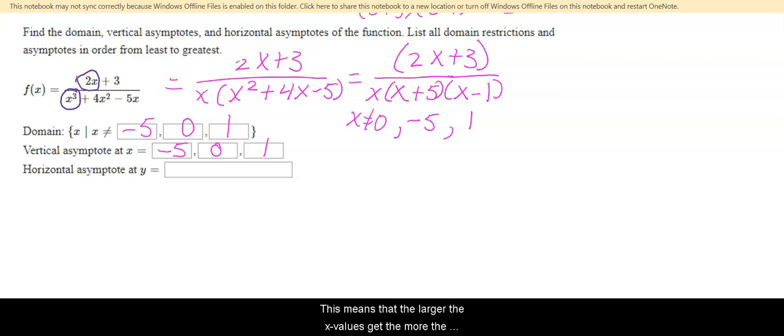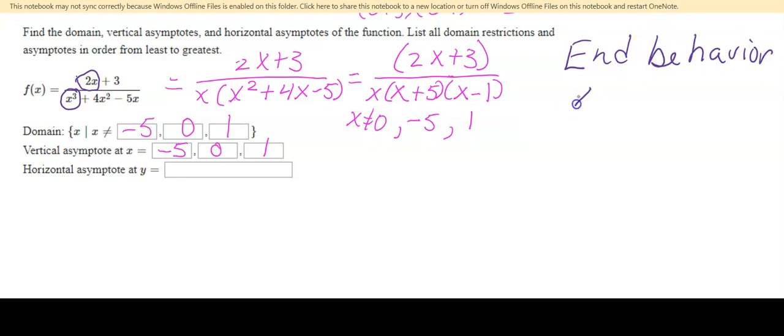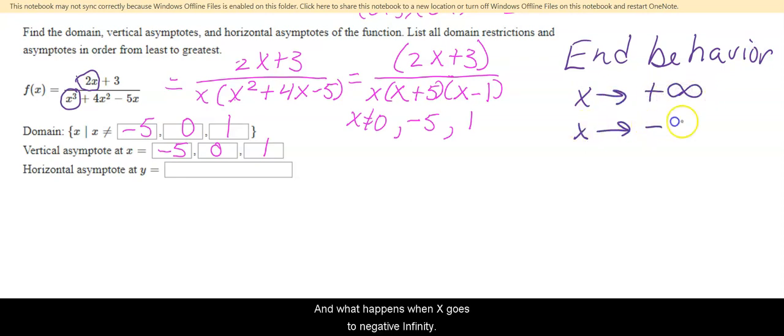This means that the larger the x values get, the more the highest degree terms in the numerator and denominator come to dominate the function and what it looks like. We call these end behavior because they're at the far left and far right of the graph. So end behavior is what happens when x goes to positive infinity and what happens when x goes to negative infinity. And again, I like to call this the Bill Gates rule.